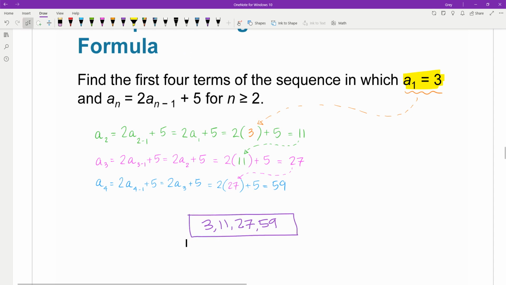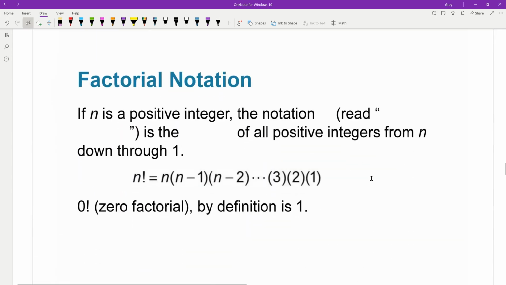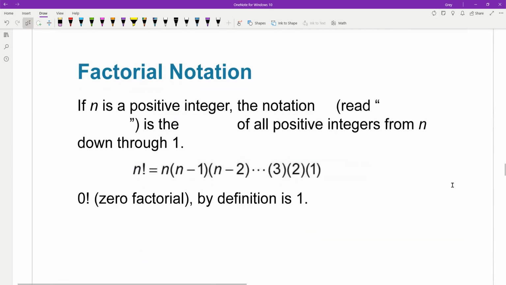Okay. Factorial notation. I think y'all have all seen this before, but just in case, if you ever see n with an exclamation point, it does not mean to yell it. It is read n factorial, and it is the product of all the positive integers from n down to 1. So whatever you have, n, and then you subtract 1, 2, all the way down till you get to 1. And by definition, 0 factorial is equal to 1. You need to remember that.